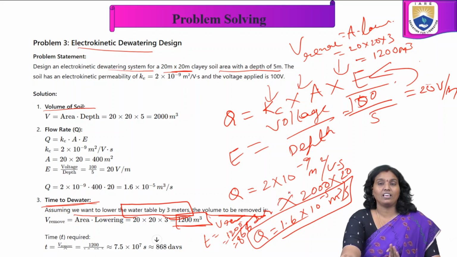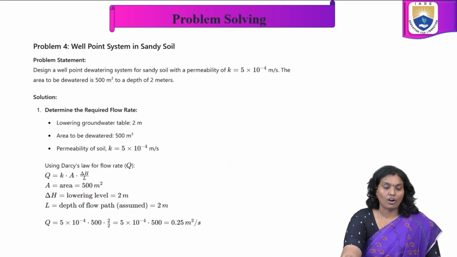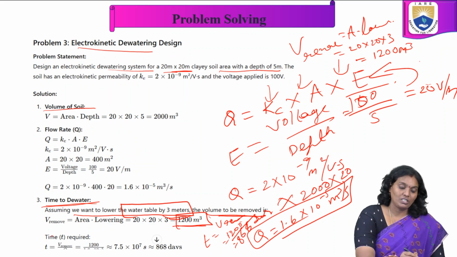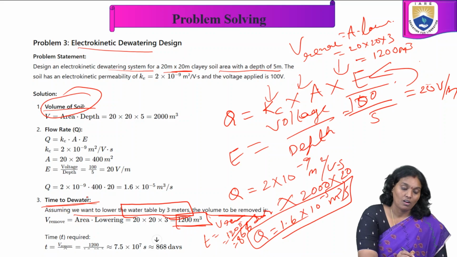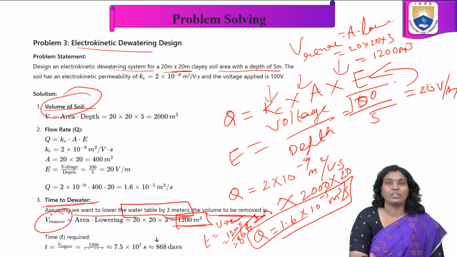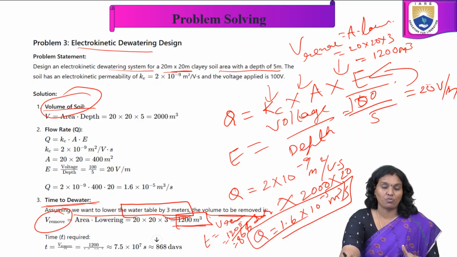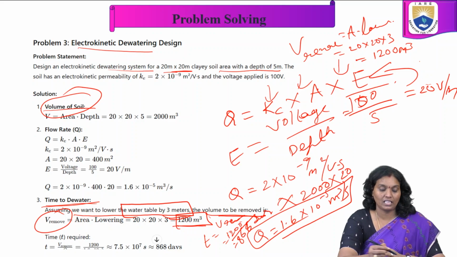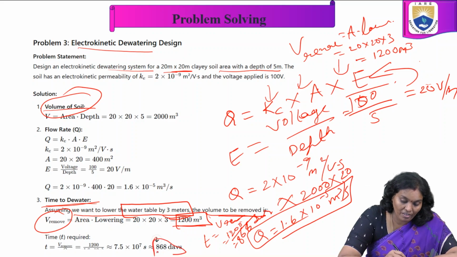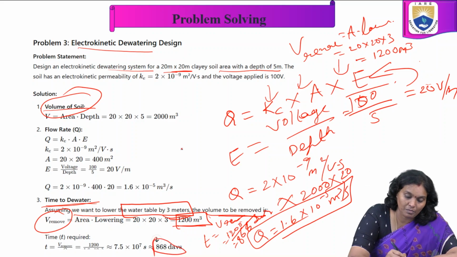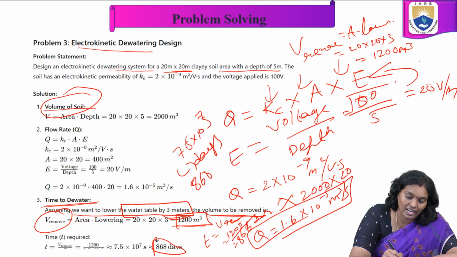So we are removing the excess water. Here what we understand is how much time is required for that, and also how much volume is required. How much volume we are going to remove depends upon the parameters. Now according to that volume and the time required, we are finding how many days are required for that. It is nothing but the 7.5 into 10 to the power of 7 seconds converted into days. That is equal to 868 days.